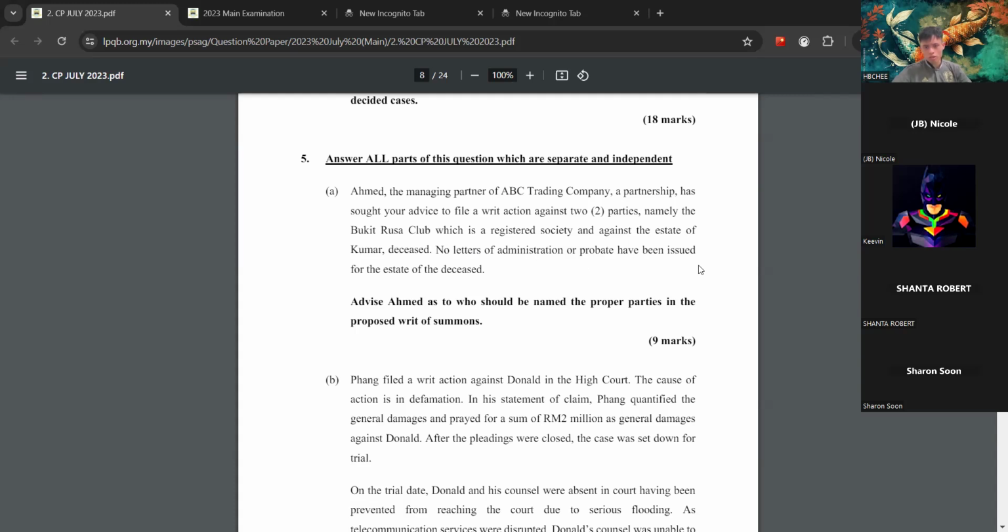Okay, I can see the answers here already. So in your answer you have to separate it out. First one, who will be the plaintiff? ABC Trading Company, who is a partnership in the capacity. So according to your Order 77 Rule 1, the name of the partnership can be named as the plaintiff. Therefore, ABC Trading Company will be the plaintiff in the action.